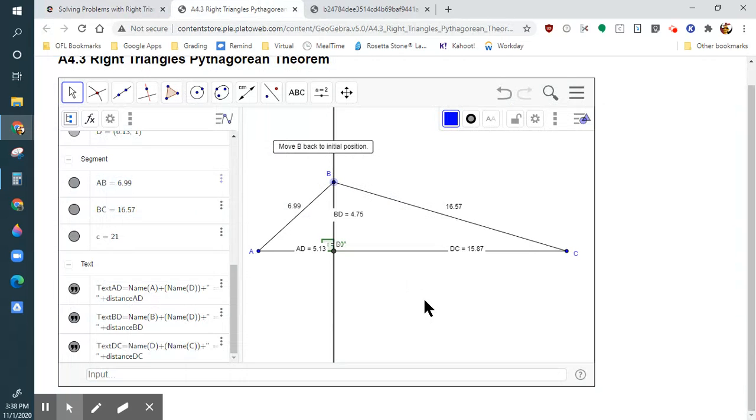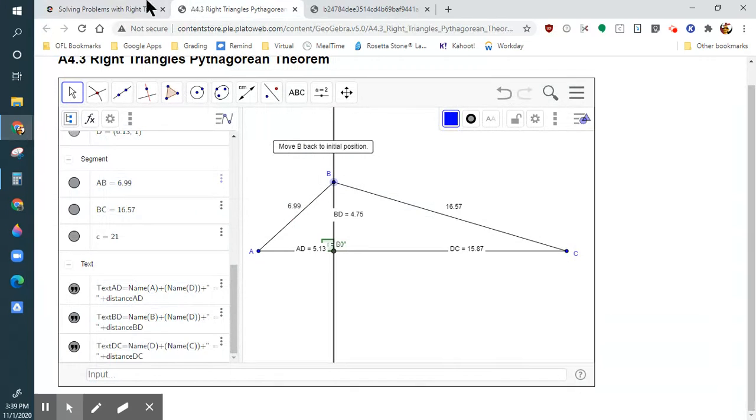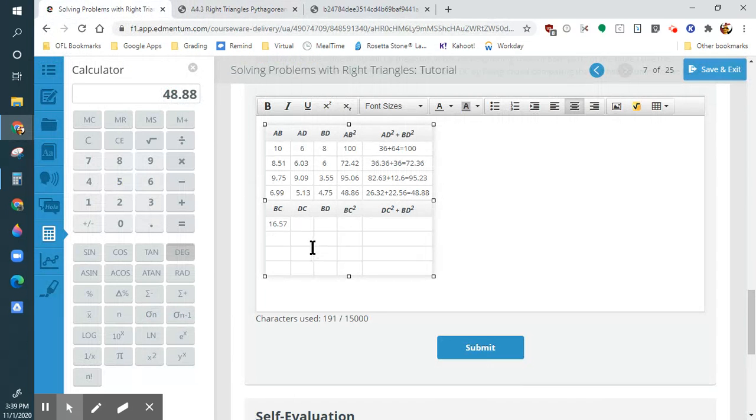Let's look at this other one. BC is 16.53. I said 3, but I meant to say 7. BC 15.87. BD 4.75. One nice thing is because I did do this the same, I could do the plus 22.56 because it's that BD squared.